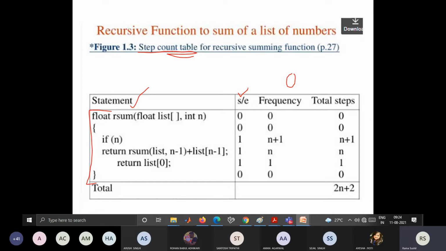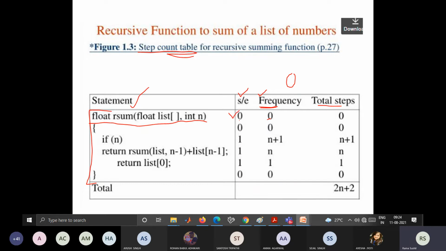At any time of execution, how many steps will execute, and the frequency, meaning in total how many times a particular statement will execute. Frequency is how many times, and then accordingly the total number of steps. It is this into this. Now see, for the execution of this particular statement, the count is 0.